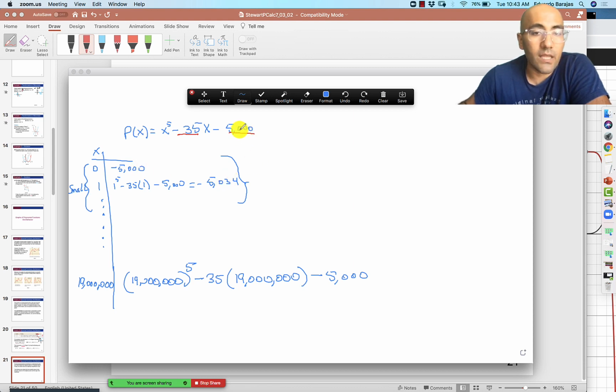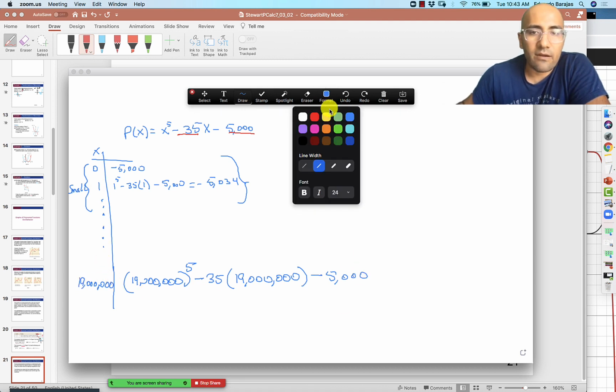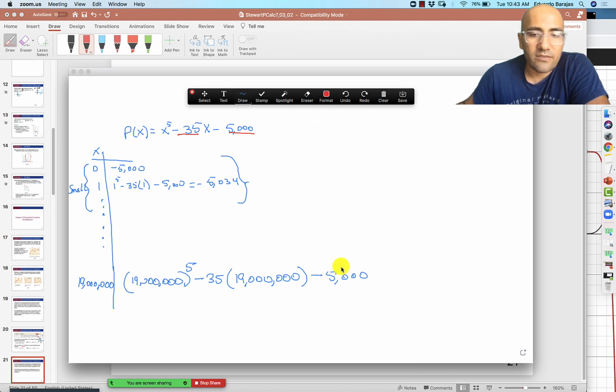It influenced it a lot. But now that we're dealing with big values of x, like 19 million, this minus 5,000 is like a rounding error. It doesn't really make a big difference. So it's not as important to our final answer. If you want to be really precise about your answer, it will have an impact, but not as big of an impact. I should say not as impactful to the final answer.